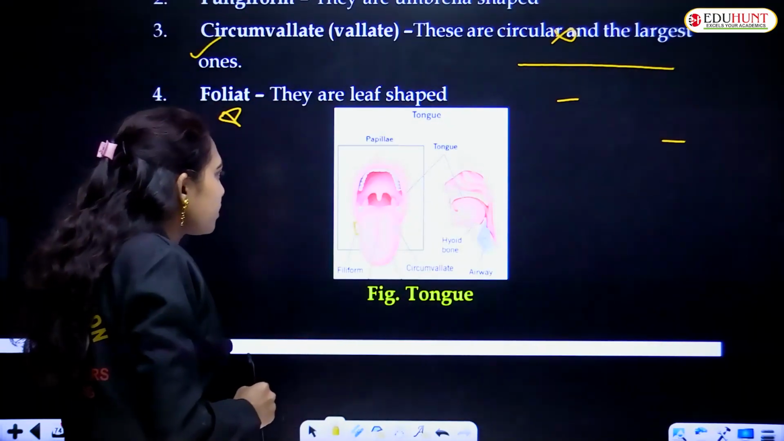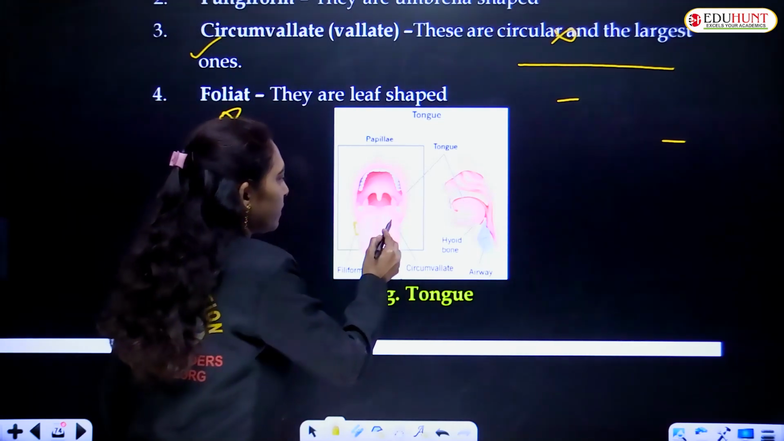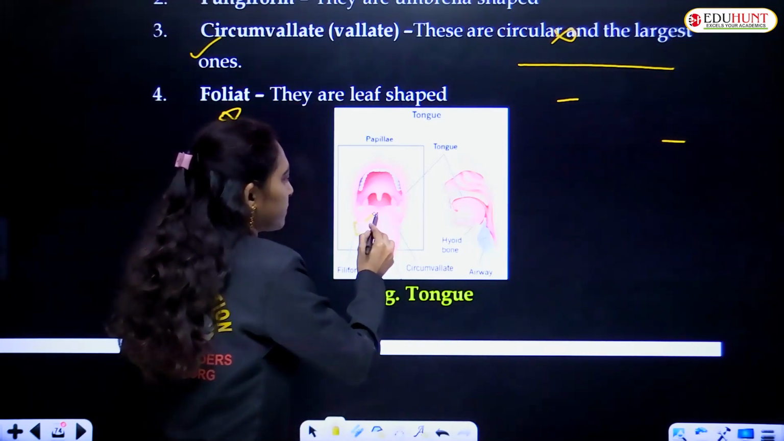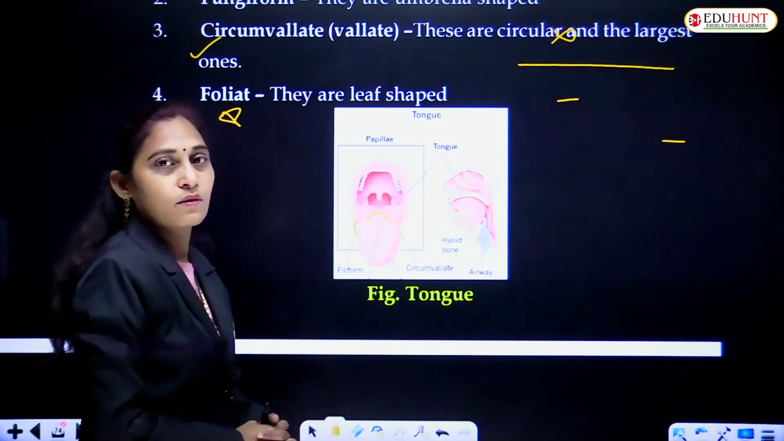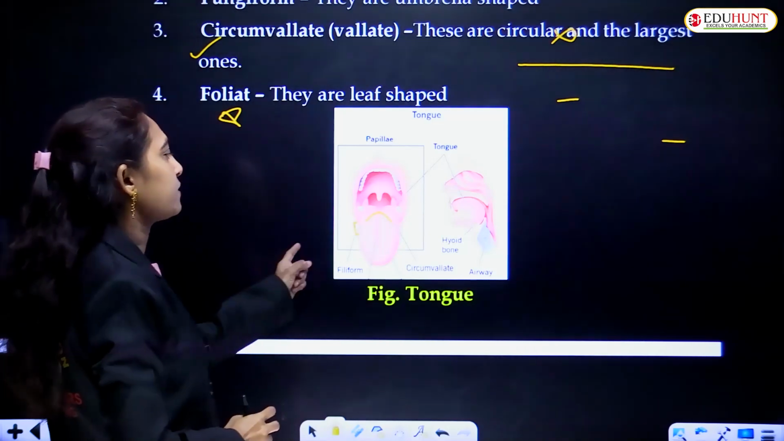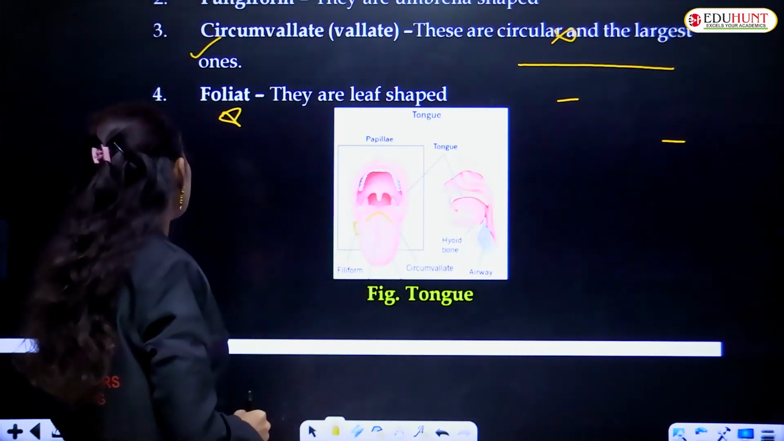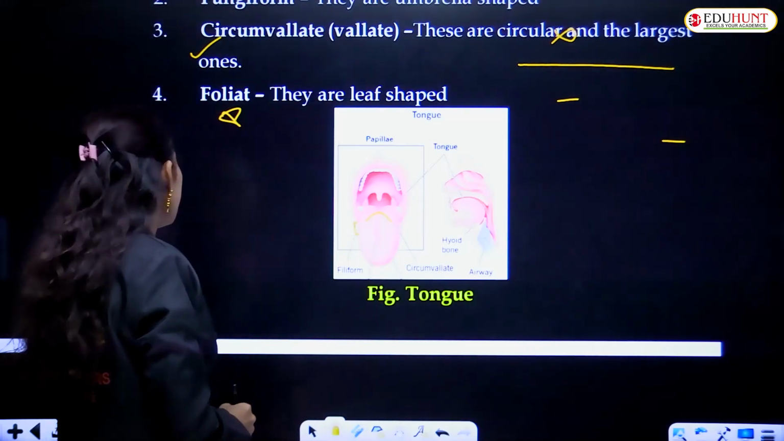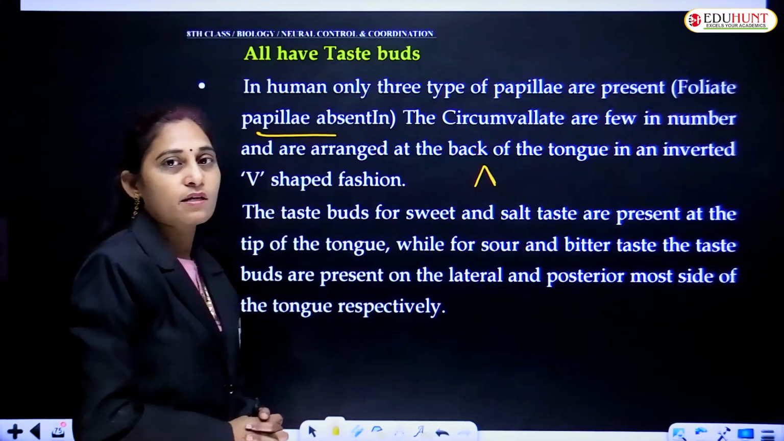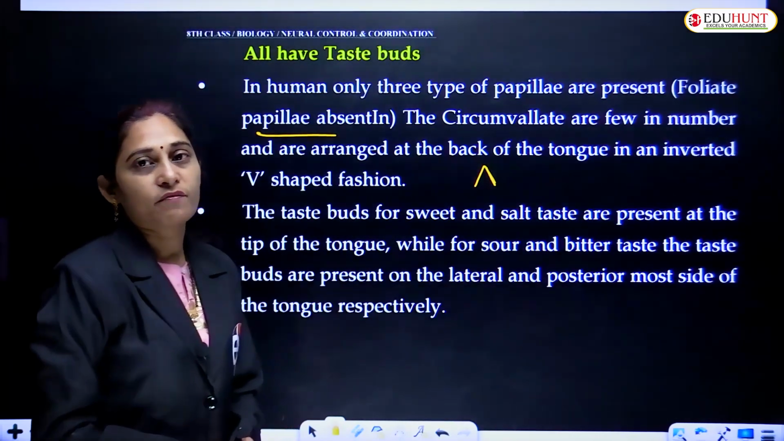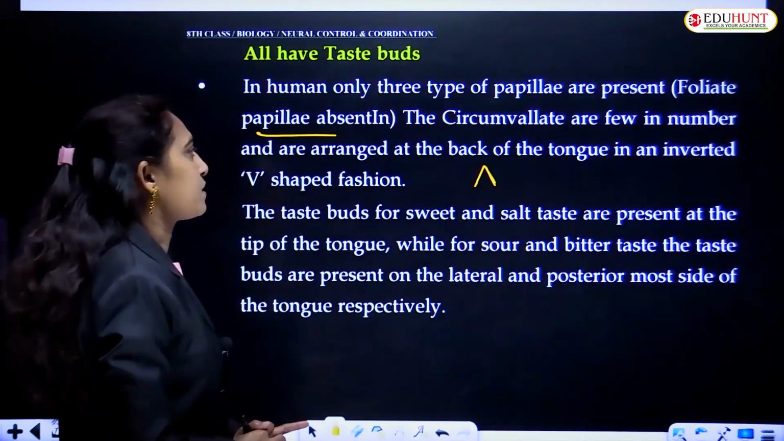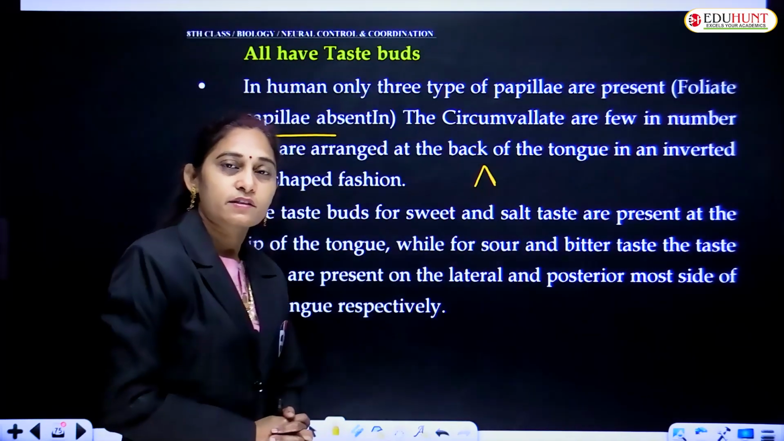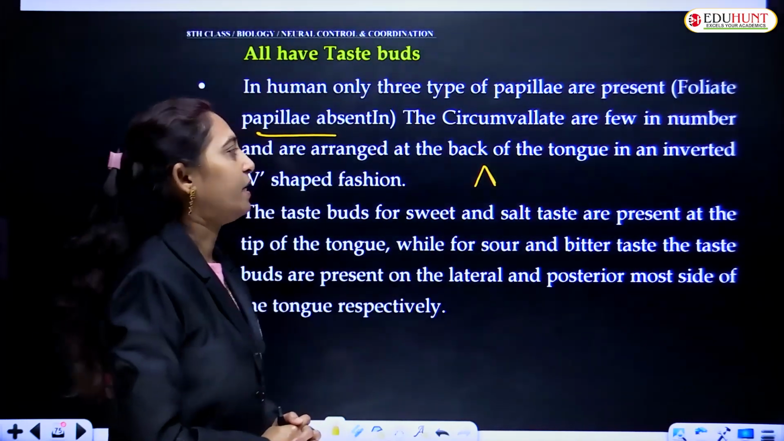Let us see the picture. Here, these are present in such a way that they resemble an inverted V shape. These are the circumvallate type of papillae.